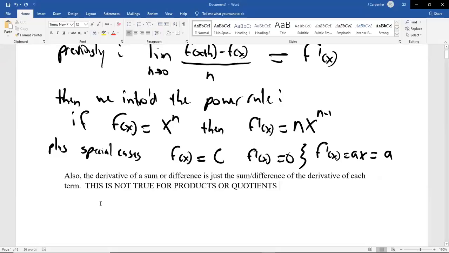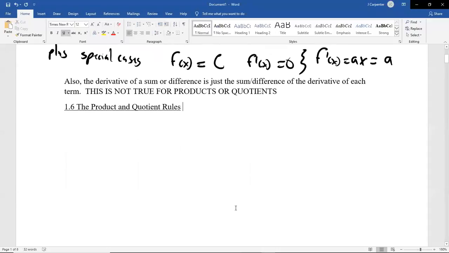1.6, product and quotient rules. Oops, wrong button. 1.6, the product and quotient rules. I feel like I set up the title of this section perfectly by saying, hey, our power rule is really nice and quick. It's got some special cases, and it even works really well with pluses and minuses of different terms. I've mentioned that it doesn't work for products or quotients, so there must be a rule that goes with those, and there most certainly is.